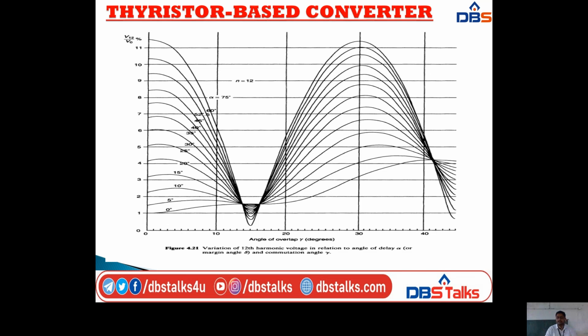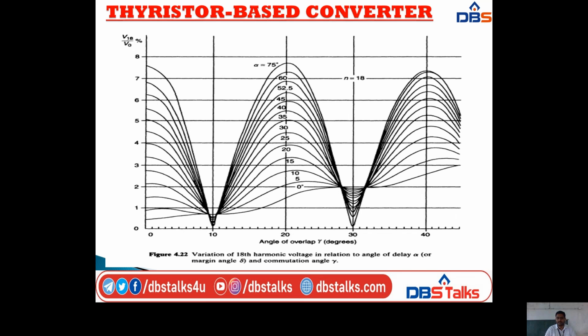So here the order of the harmonic is 12, n is equal to 12. These are the curves for the 12th harmonic. And one more diagram is also there, that consists of the 18th harmonic. So the variation of the 18th harmonic voltage in relation to the angle of delay, that is alpha, and the commutation angle gamma. Here also the order of the harmonic is 18.